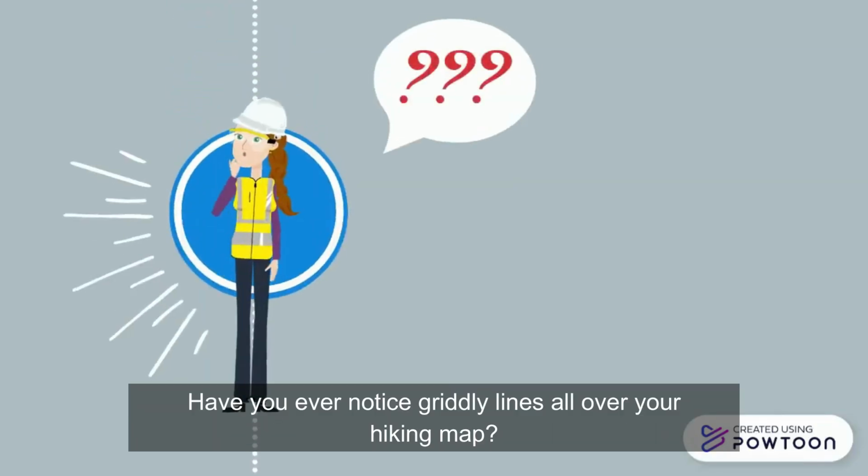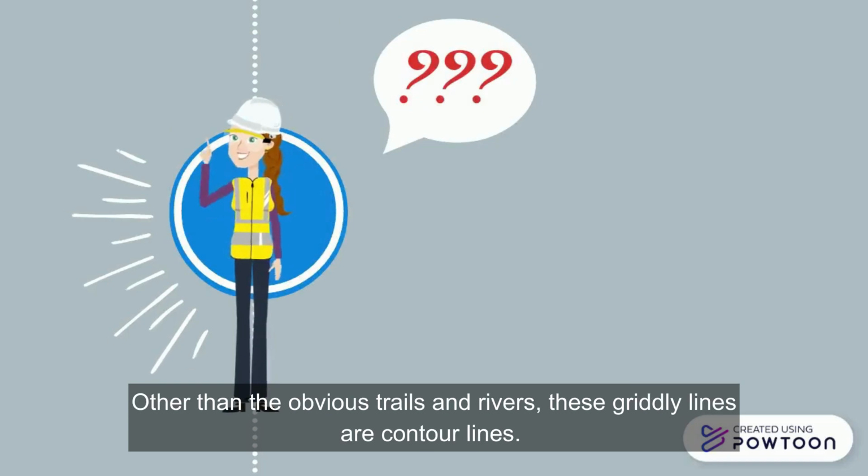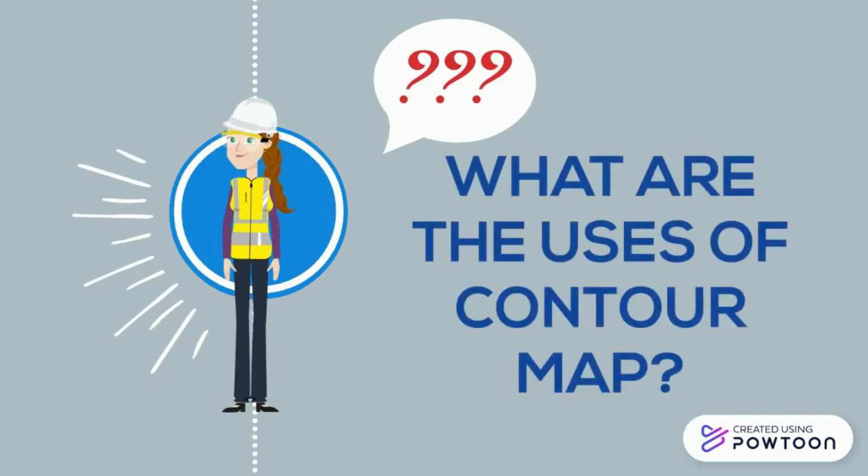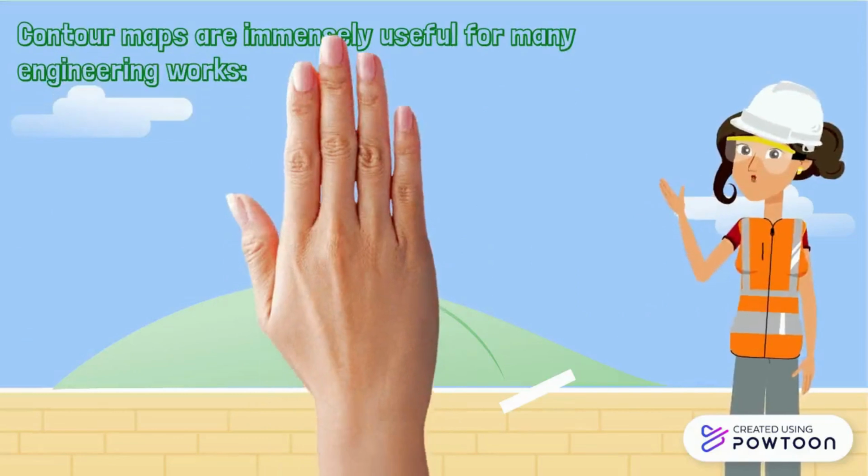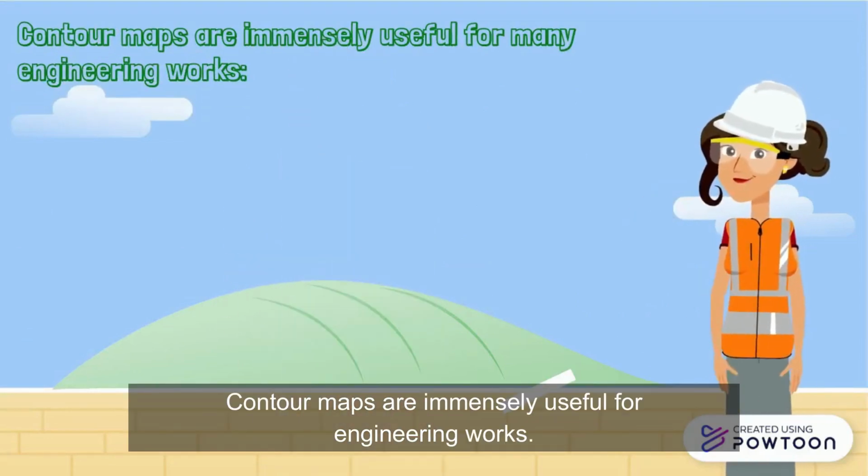Have you ever noticed squiggly lines all over your hiking map? Other than the obvious trails and rivers, these squiggly lines are contour lines. What are the uses of contour map other than for hiking? Contour maps are immensely useful for engineering works.